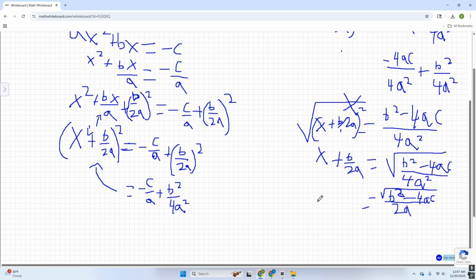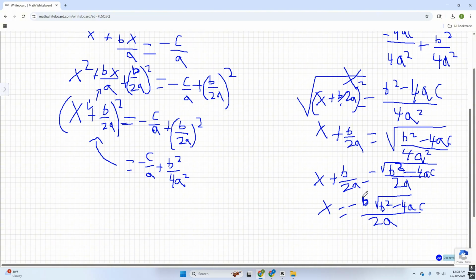And now for the final step, to finally get x on its own, we subtract b over 2a to get negative b plus or minus the square root of b squared minus 4ac all over 2a. And if you're wondering where the denominator of this fraction went, they have the same denominator, so they technically combine into one big fraction and make this, the quadratic formula.